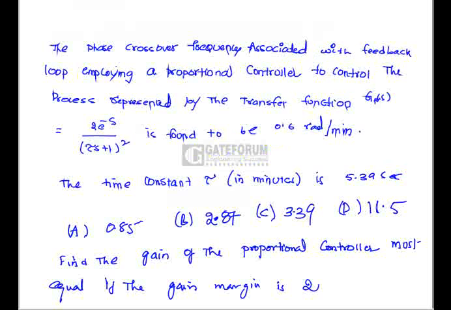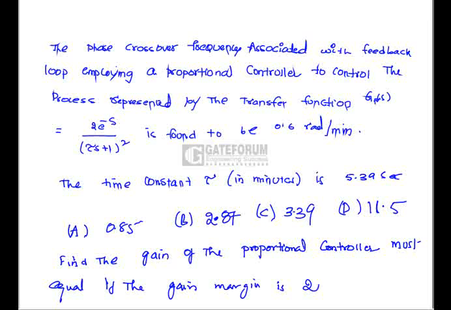The phase crossover frequency associated with the feedback loop employing a proportional controller to control the process represented by a transfer function Gp of S equals 2 e power minus S by (1 plus tau S) whole square is found to be 0.6 radians per minute. The time constant is given as 5.39 seconds. Find the gain of the proportional controller if the gain margin is 2.